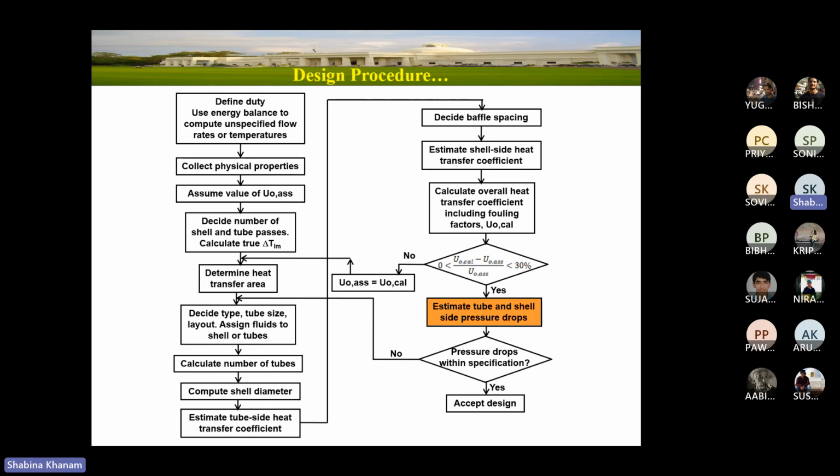So here you see, if the pressure drop is within the permissible limit, we can accept the design. Otherwise, we need to make some changes and then start from here. If the pressure drop is more for the shell side, you can increase the baffle cut or baffle spacing. Only this much you need to recheck.